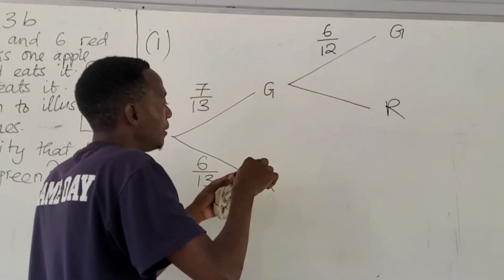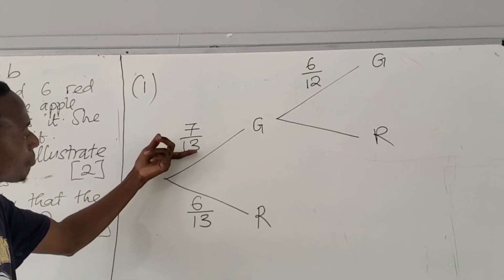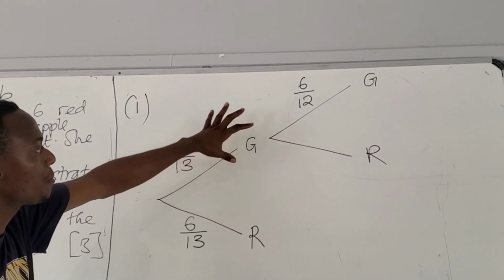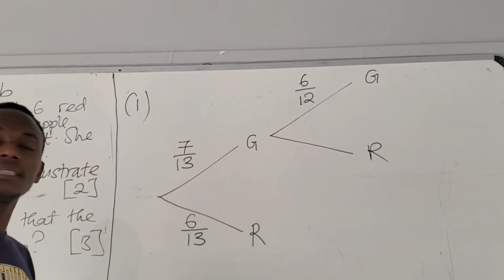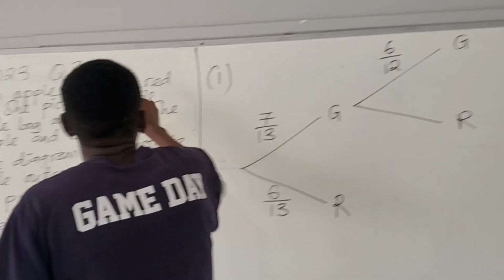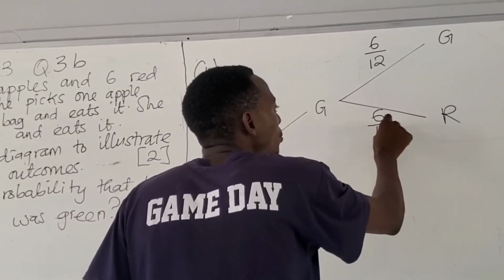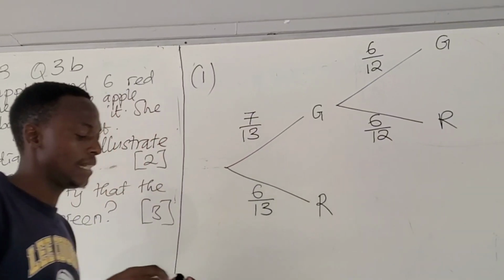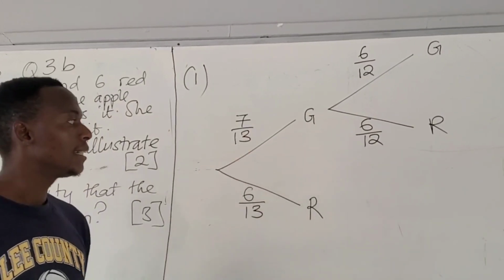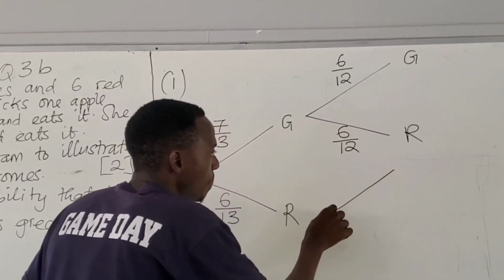They were 7, but what has to change now is the total, because one apple from this bag was taken. So now the red apples, you can see that there are 6 out of 12. The total has changed. Again, when you add this and this, it is going to give you 1. And I can see that it's giving us 1. So that means that your option is correct.